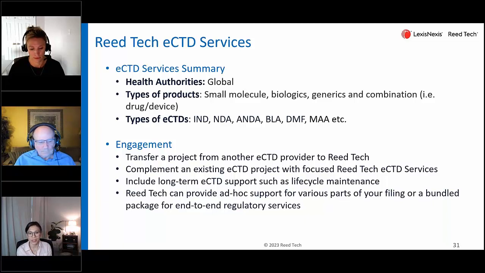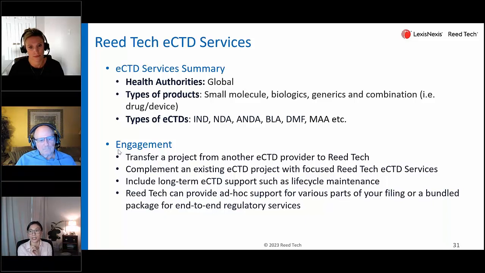and ultimately approved. The types of applications that we have experience in working with are small molecule, biologics, generics, and combination. And these are just some of the acronyms in the alphabet soup of all the different filing types that we're able to support as well.